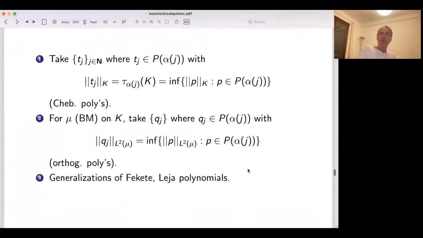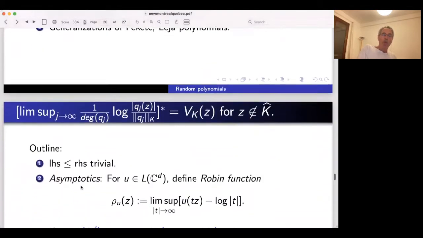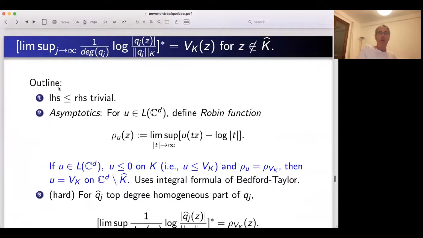But let me give you a few sentences about the proof of this. Again, here's the statement that if you have this asymptotically Chebyshev sequence, then the lim sup of this sequence hits v sub K, at least pointwise outside of the polynomial hull of the compact set. And the left-hand side is smaller than the right-hand side simply because each of these guys is a competitor, right? Just as in the one variable case, the lim sup is going to be smaller than v sub K. So how do you know you actually get up to v sub K outside of the polynomial hull?